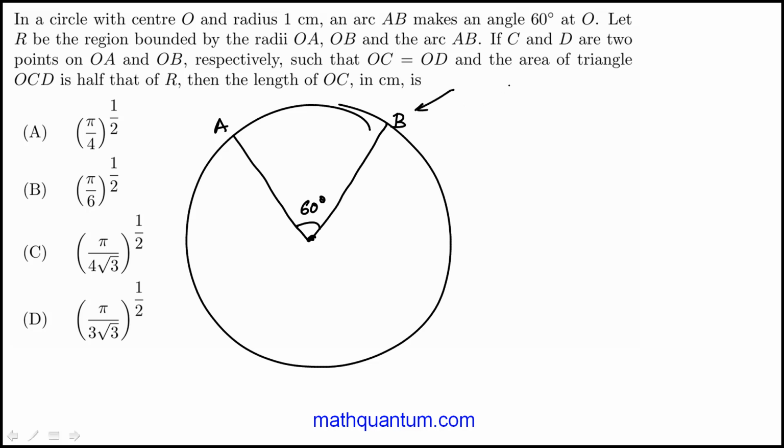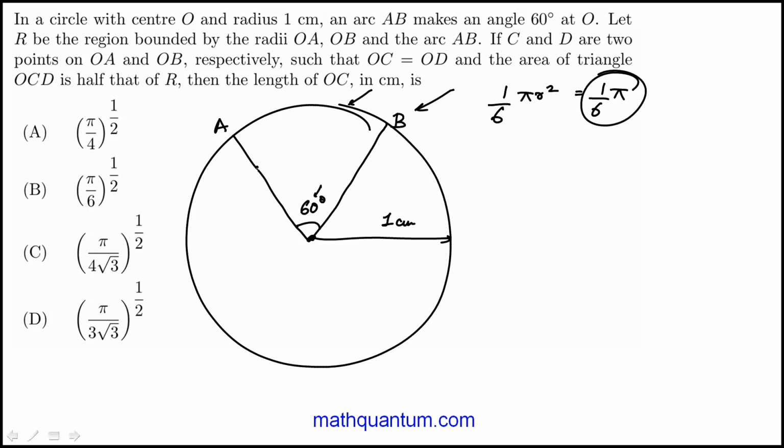So the first thing I can do here is to find the area of this arc. Because that angle is 60 as a fraction of 360, that's 1/6. So the area of the sector would be 1/6 pi r squared. The radius here is given to us as 1 centimeter. So the area of that sector would just be 1/6 pi, because r is 1.